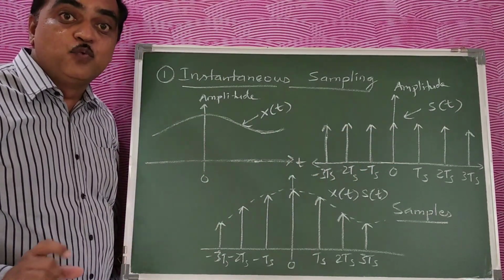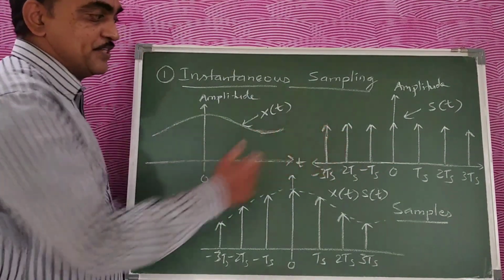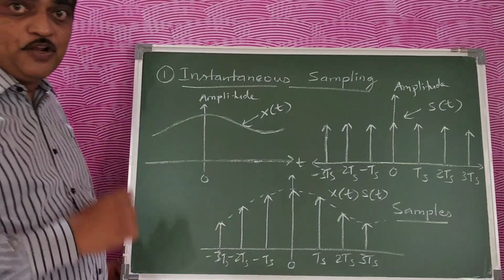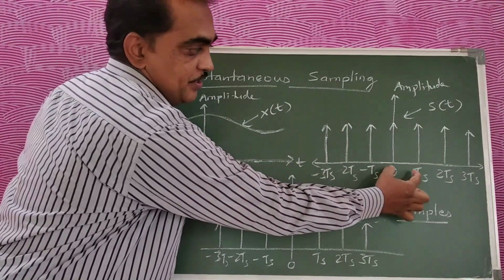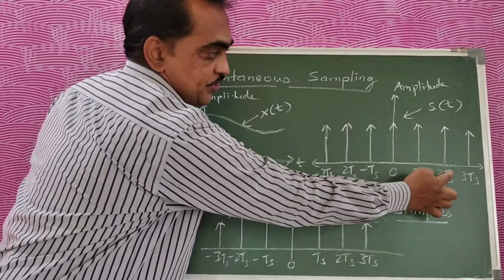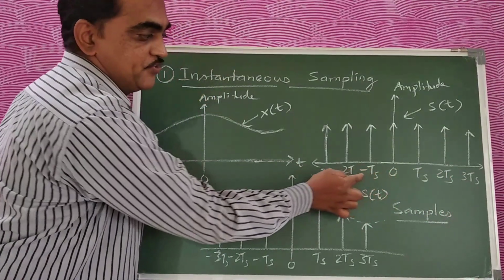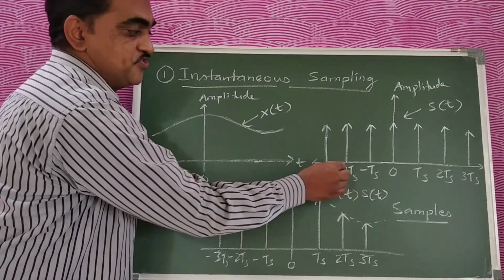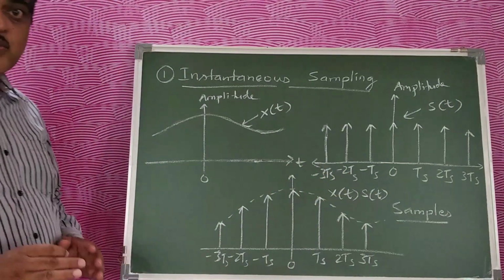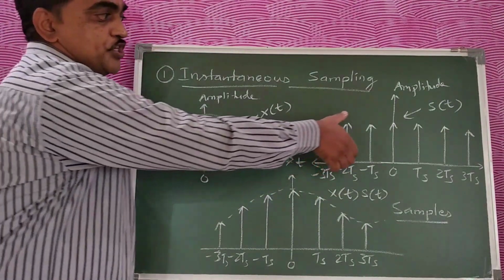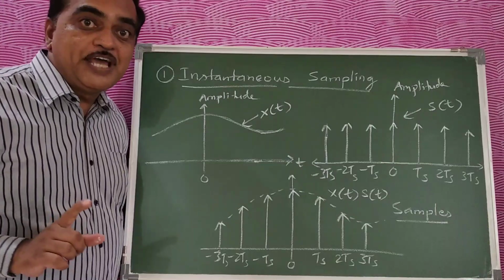They do not have any width. These are a train of impulses, spaced at regular time intervals. You can see here 0, T, 2T, 3T, and -T, -2T, -3T. So they are equally spaced. They have a constant amplitude and they don't have width. They are impulses.